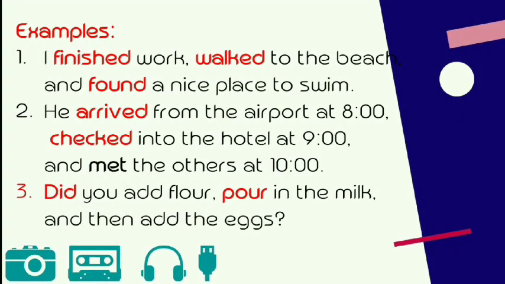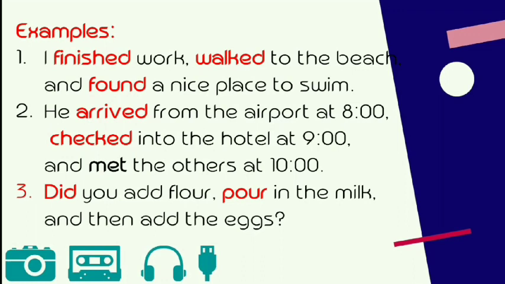Example, I finished work. So that is the first thing. Walked to the beach. Second thing. And found a nice place to swim. As you can observe, we have 3 verbs here that are in past tense. We have finish, walk, and found. These are series of events that happened before.